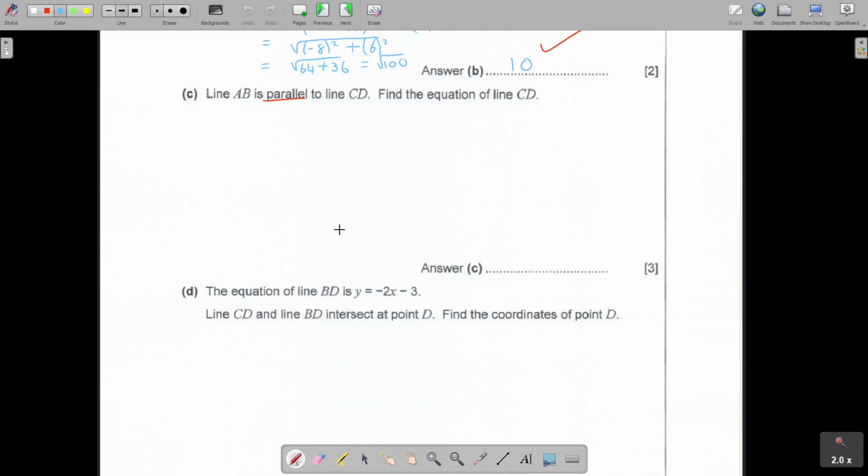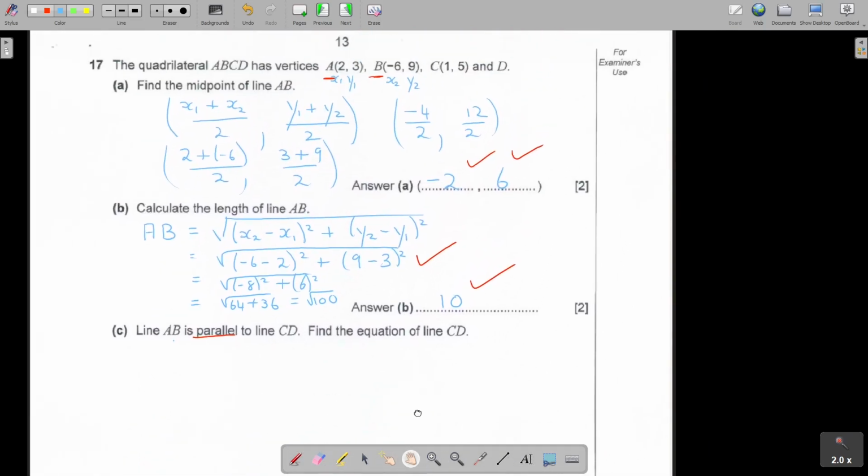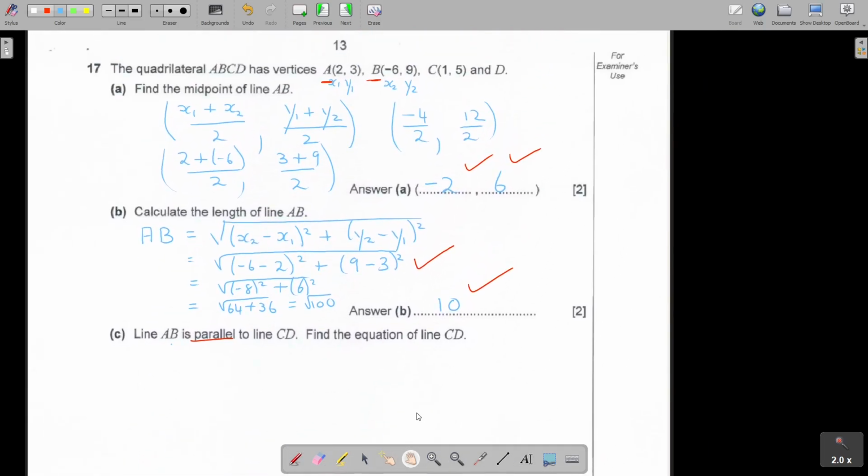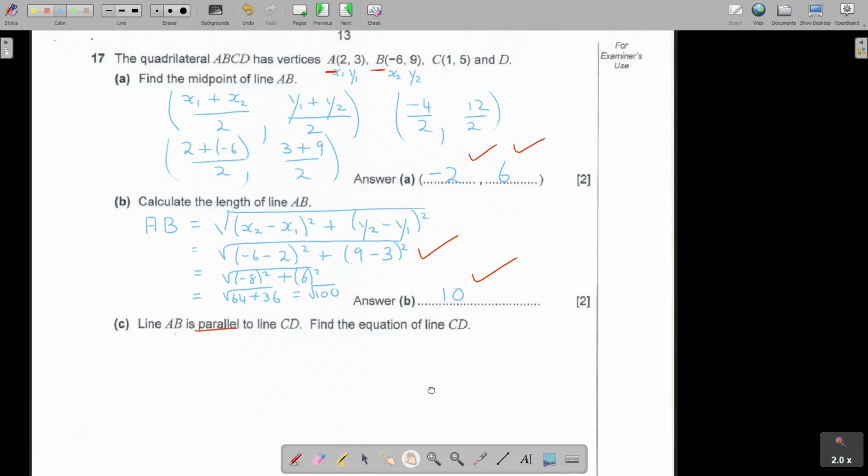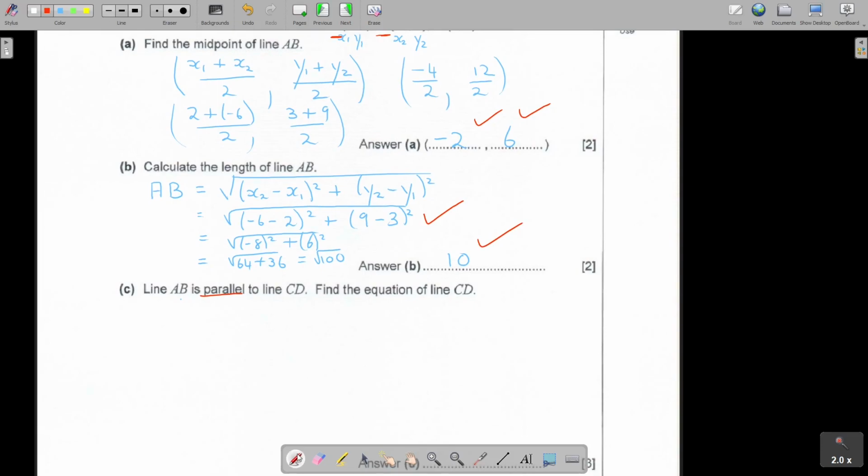Okay. Now, the first thing is I must say line AB is parallel to CD. Okay, so AB is parallel to CD. Find the equation. So I know because I already worked it out. Did I work it out? No, I did not work it out. I must first work it out. Now, how do I find the gradient? Okay, I think we did it in a previous example also. So let's just find the gradient.